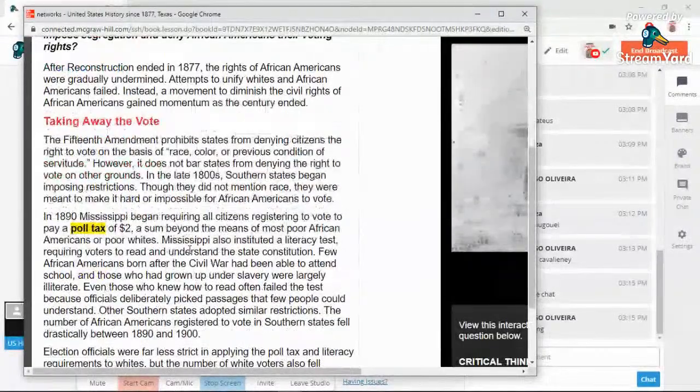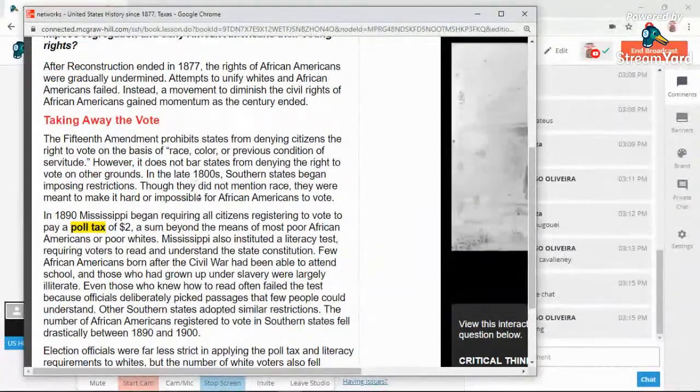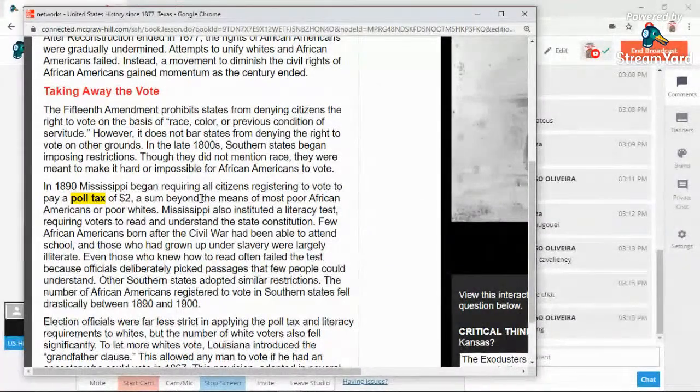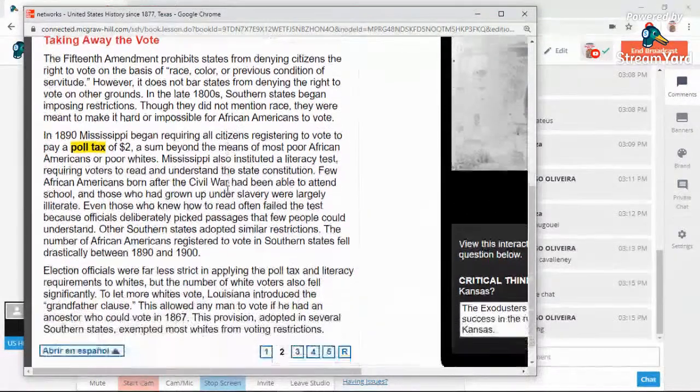So how would they do this? Taking away the vote. Well, the 15th Amendment prohibits states from denying votes based on race, color, or previous condition of servitude, but it does not bar states from denying these rights on other grounds. So they started to impose other restrictions that did not mention a race, but made it impossible for blacks to vote. For example, they started to require a voting tax, okay? $2, which back then was a lot. Imagine it would be like 20 reais or 30 reais today.